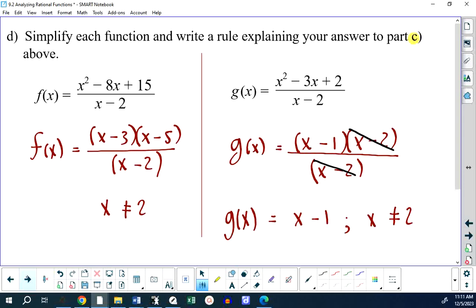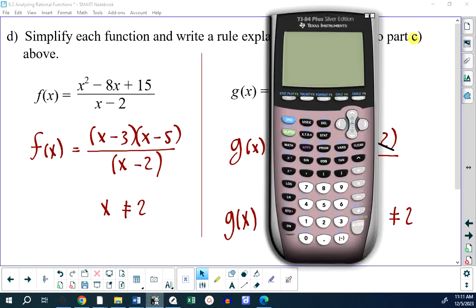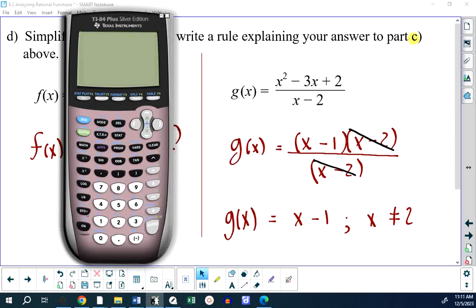So if I could somehow graph the line x minus 1, well, let me graph x minus 1. I'm going to go back and graph x minus 1. And you're going to use your memory to remind yourself that this is what the function g of x looked like, except there was a hole, right? So x minus 1 is not correct. X minus 1 with the condition that x can't equal 2 is correct.